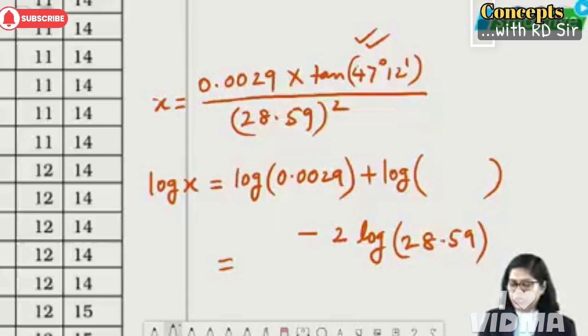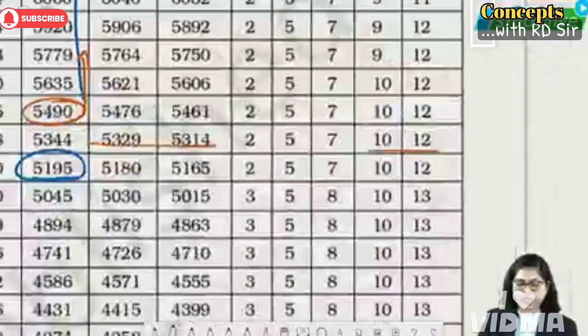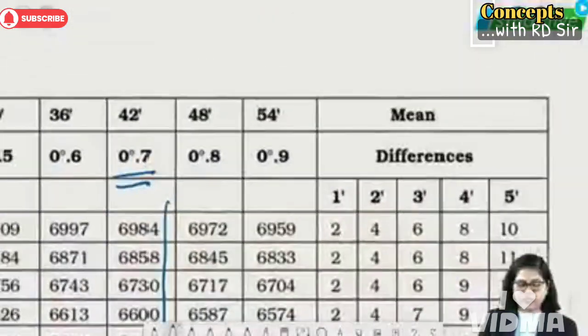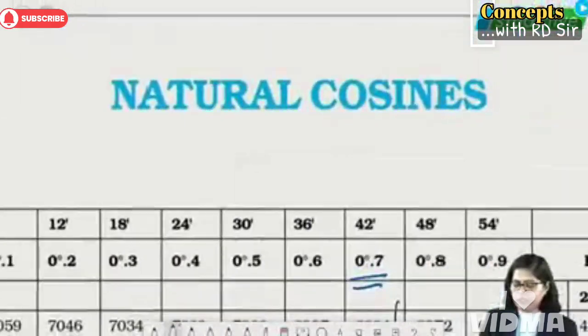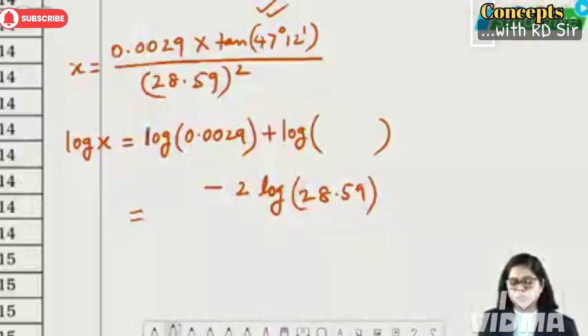I hope, students, you have understood this. So 47 degrees 12 minutes, we can just check that in the natural tangent table. So this is the natural cosine. So the natural tangent value we can just take it down. Students, you can check this. We are getting 1.09.